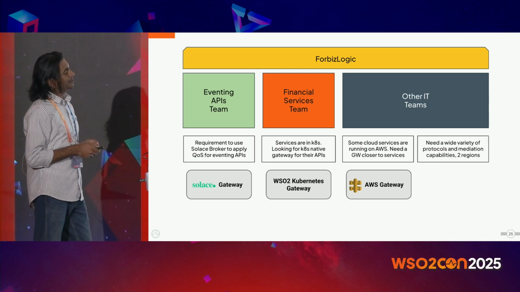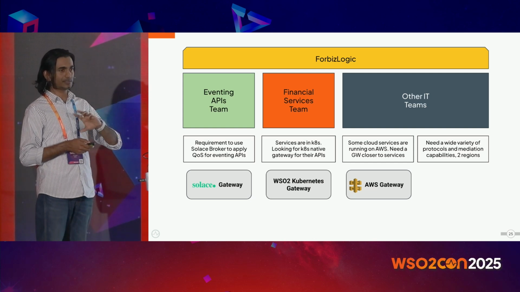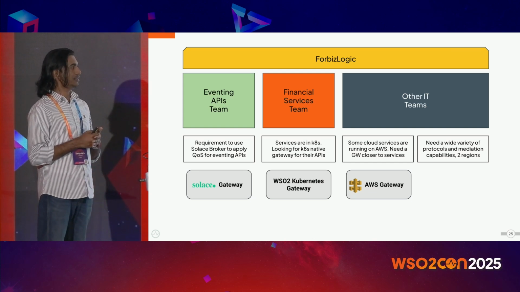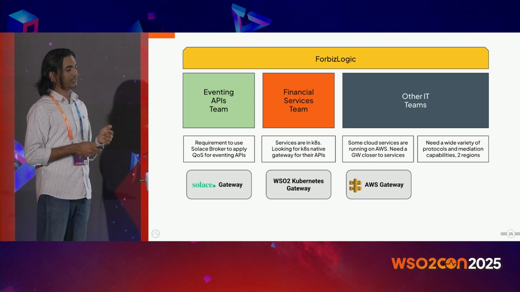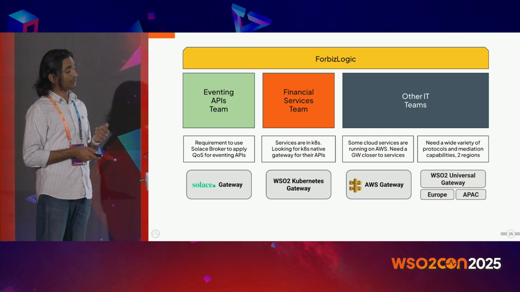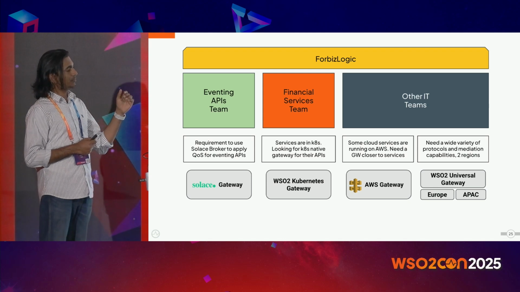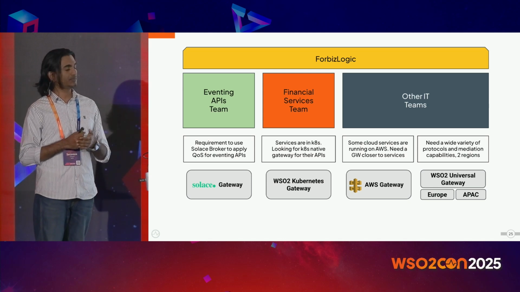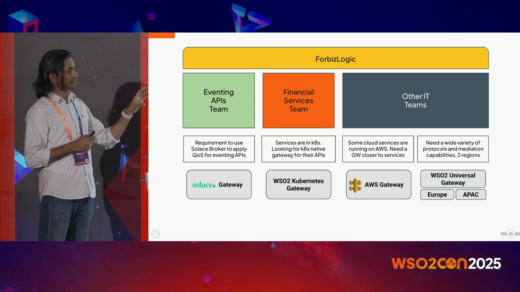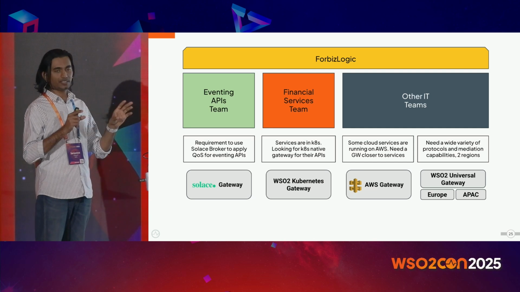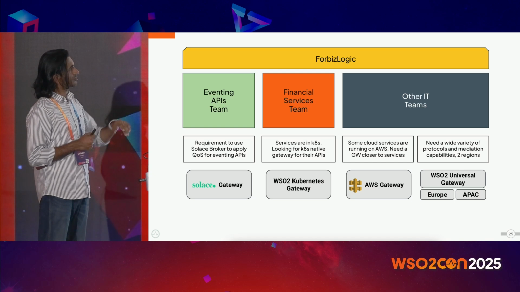Then there can be other teams mainly catering to two different regions globally. Their requirements can be running mediation policies and supporting various protocols. If you have that kind of requirement, our obvious solution is our universal gateway. And it's not just one gateway, but we propose two different deployments of that gateway, one in Europe and one in APAC, so that they can address all their use cases and handle the different region-specific policies with this approach. So this is the use case we are trying to build.